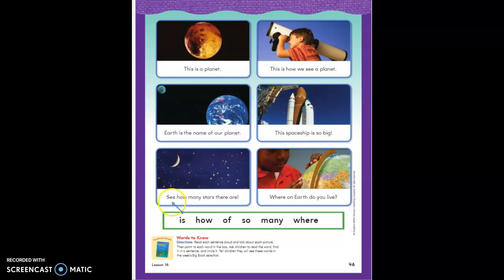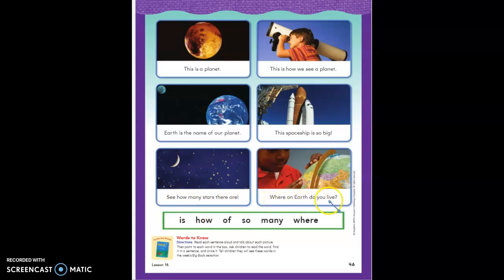My goodness. See how many stars there are. Exclamation. So I should say that with excitement. See how many stars there are. Good. That is a lot of stars. Is the moon a star? What sight words do we see? How. Good. And they're using how again in a regular sentence, not a question.